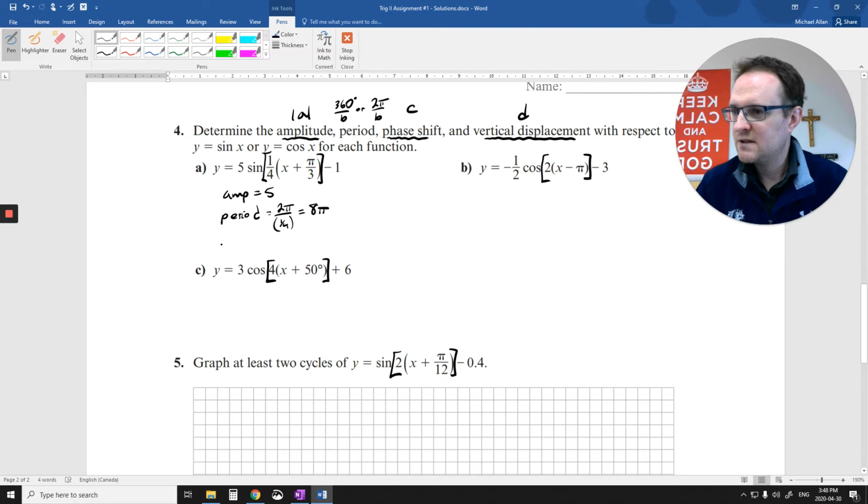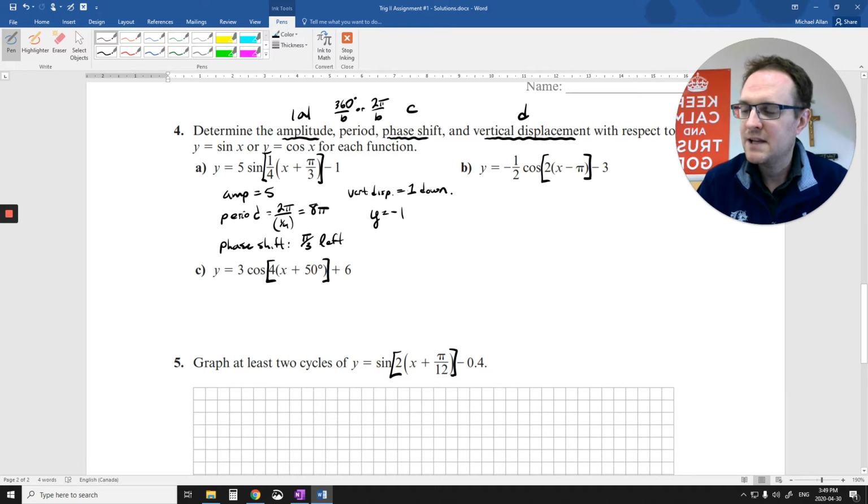My phase shift is going to be pi over 3, because it's already been factored out, and that just determines which direction here. So pi over 3 left, because it's a positive number there. And my vertical displacement is 1 down. So I'm not going to just put a -1 there. My midline is y equals -1. That's my midline. But my vertical displacement is just 1 down.